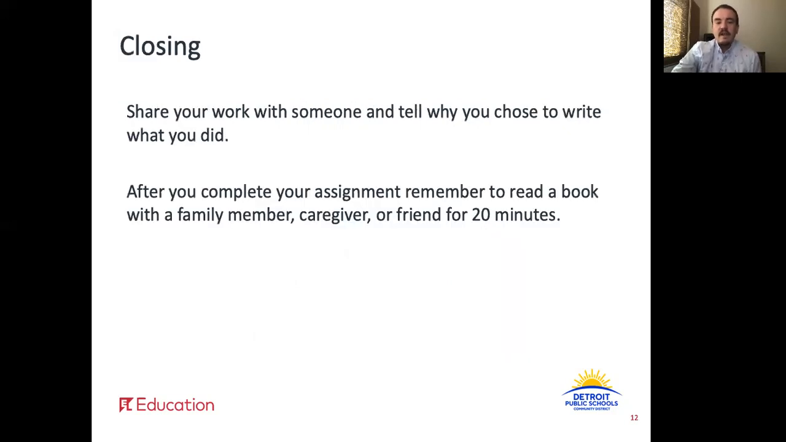Nice job today. Think about how you did with our learning target. I can use prefixes, suffixes, and roots as clues to help me determine the meaning of a word. Share your work with someone and tell why you chose to write what you did.